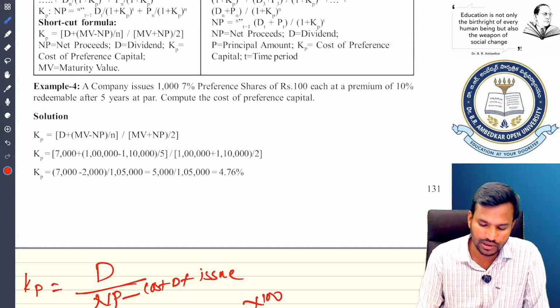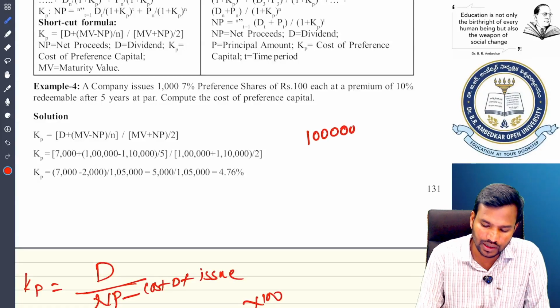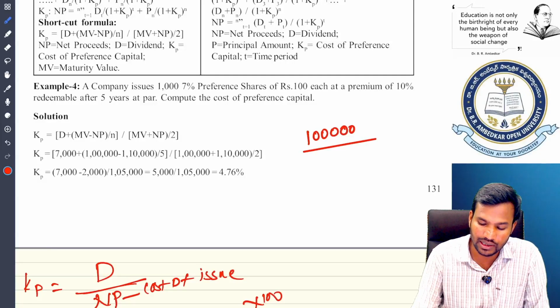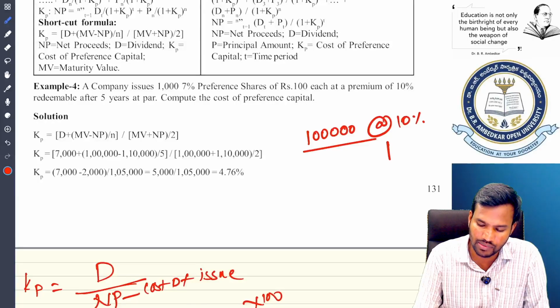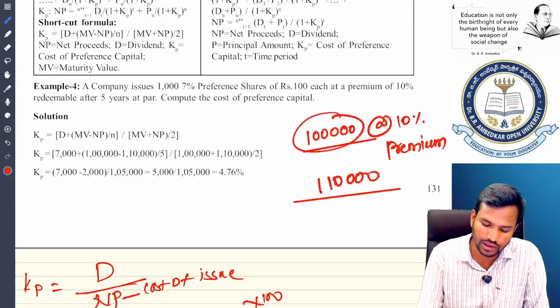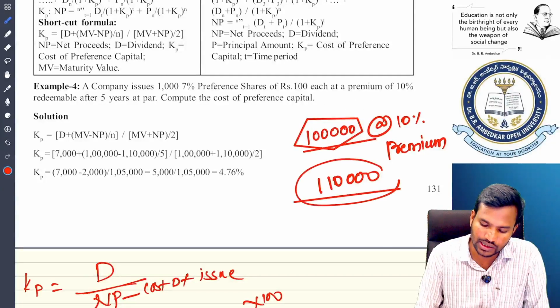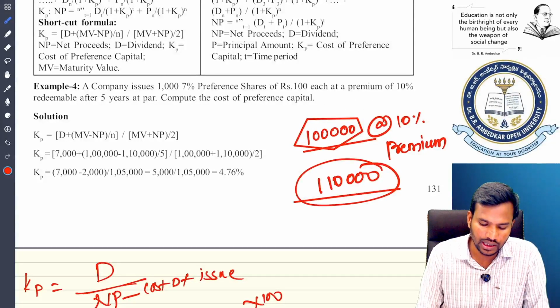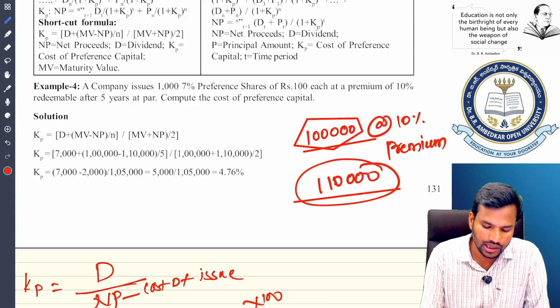The concept is very simple. 1 lakh worth of preference shares we are issuing, but issuing at the rate of 10% premium. It means how much amount will we receive? 1 lakh 10,000 we will receive. Market value is 1 lakh only, but net proceeds are 1 lakh 10,000. Divided by N means number of years, 5 years.